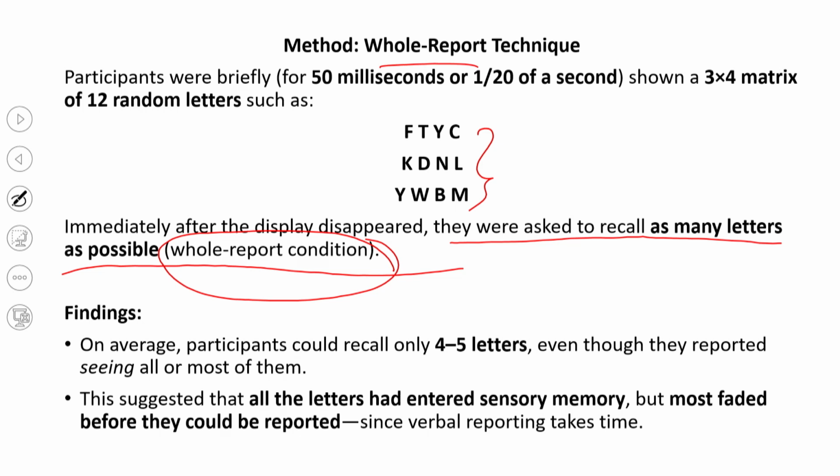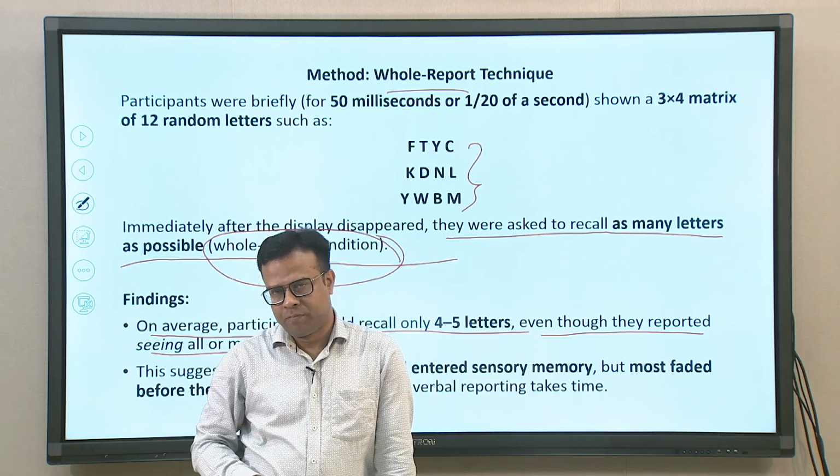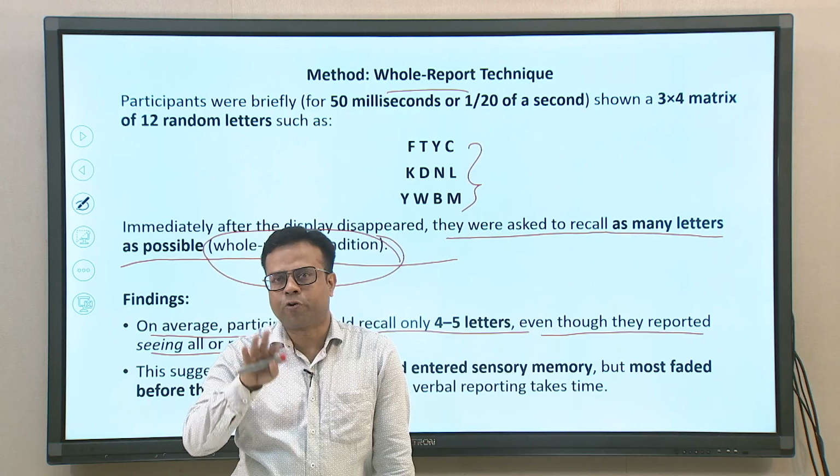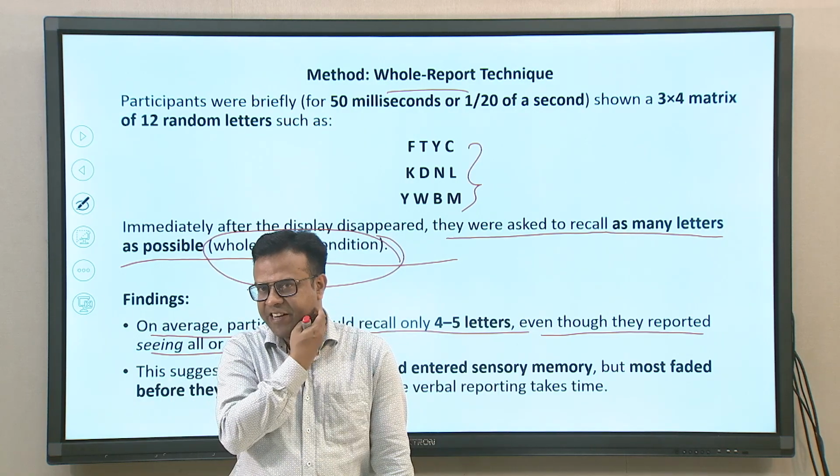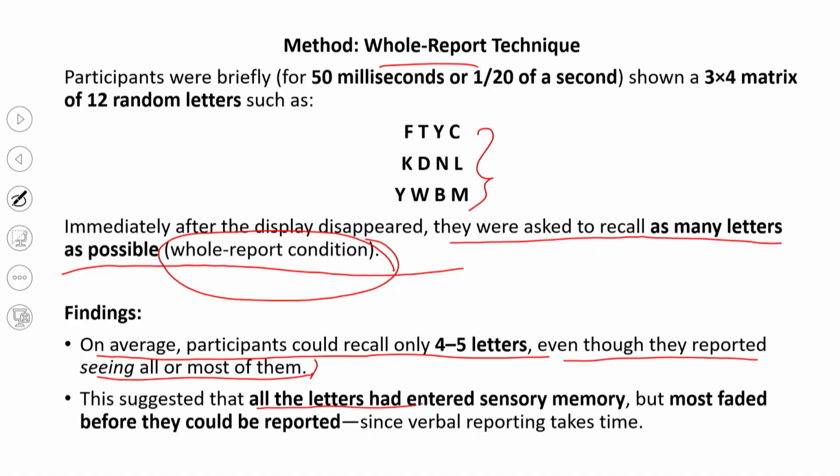What was the finding? On average, participants could recall only 4 to 5 letters out of these 12, even though they reported seeing all or most of them. Participants said we could see all of them, but they could report only 4 or 5 letters out of these 12. That means, others faded away, immediately faded from the memory. This suggested that all the letters had entered the sensory memory. So, sensory memory could capture all the letters, but most faded before they could be reported. The moment they started reporting, the other letters faded.